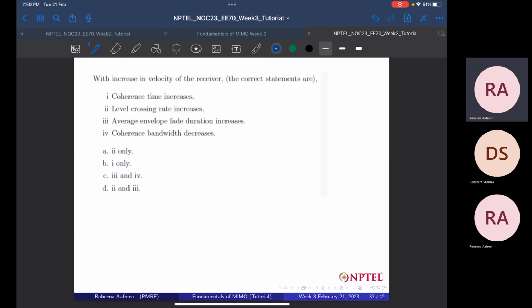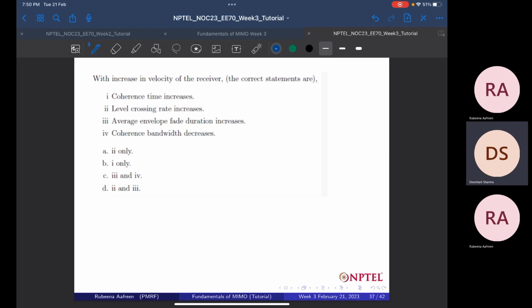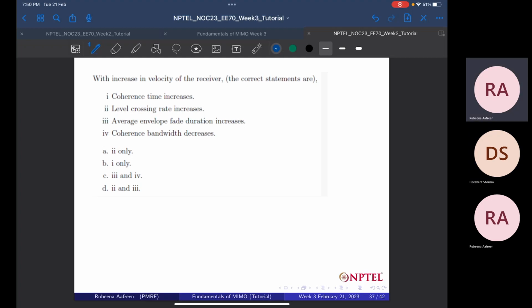This one you tell. With the increase in velocity of the receiver, what will happen? The coherence time will decrease in this case. So the first is not true. Level crossing rate, again, I haven't taught yet. So I'm planning to take that up in the next class.